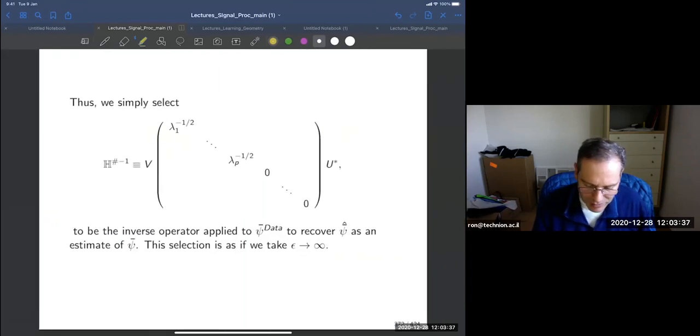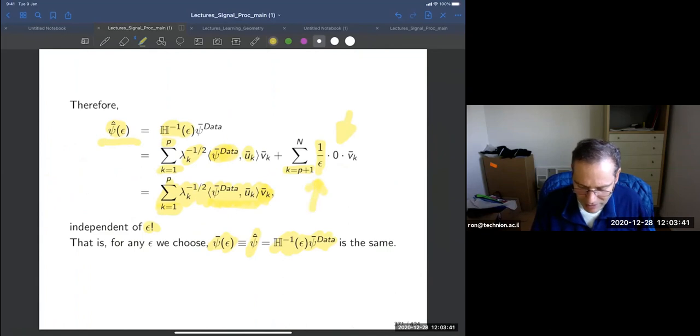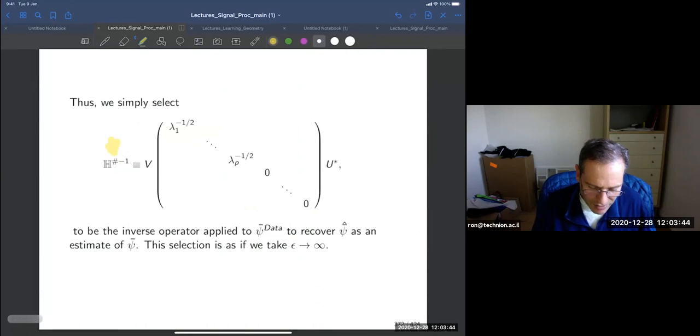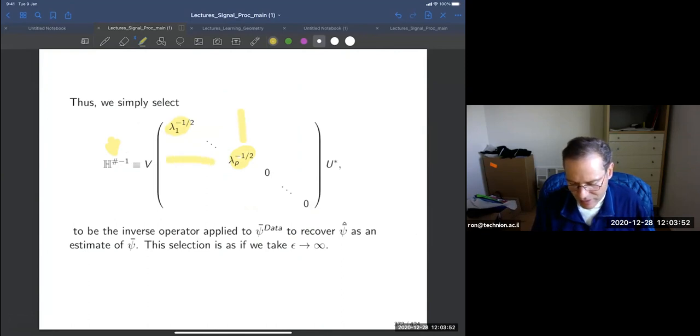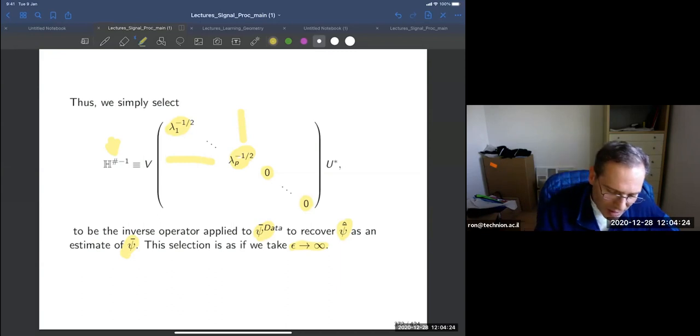So now we define, instead of dealing with epsilon, what we'll deal with is something called the pseudo-inverse filter, which adopts all the previous effective eigenvectors and singular values, and here just plugging zero, exactly as we did in the continuous case. So the inverse operator that is required to invert psi bar data to our original psi is the best estimate from the point of view of minimal energy as we take epsilon to infinity, okay? And this is a completely legitimate selection of the inverse filter. So this would be our selected filter. And let's stop at this point.